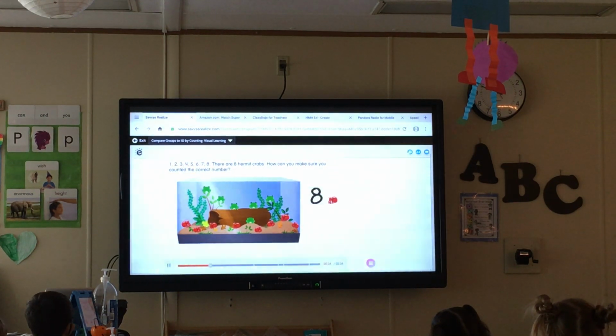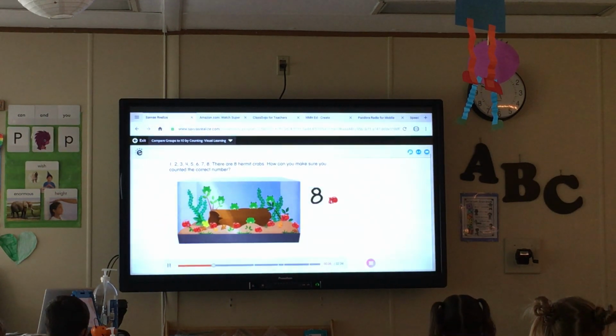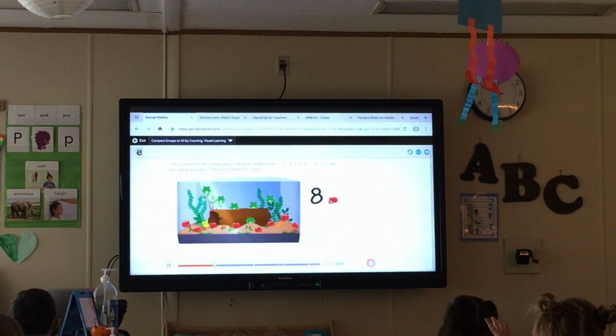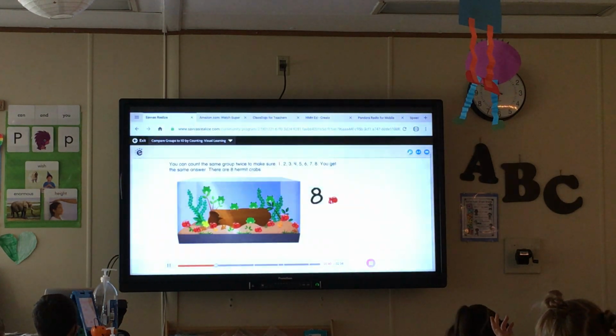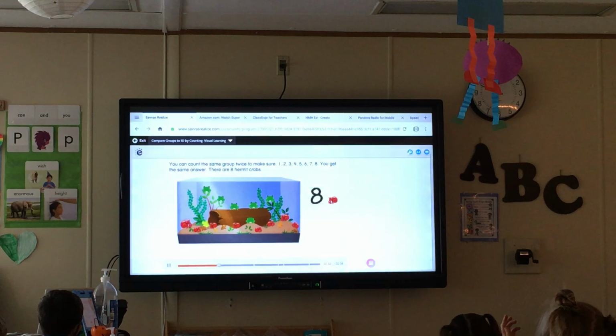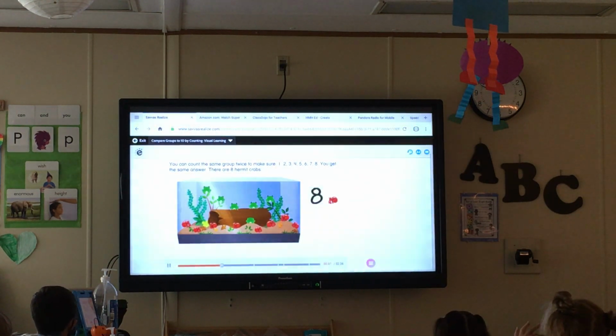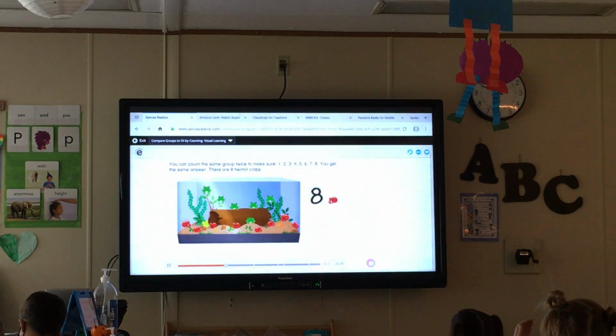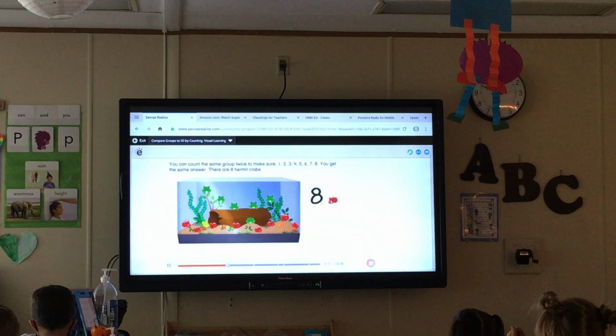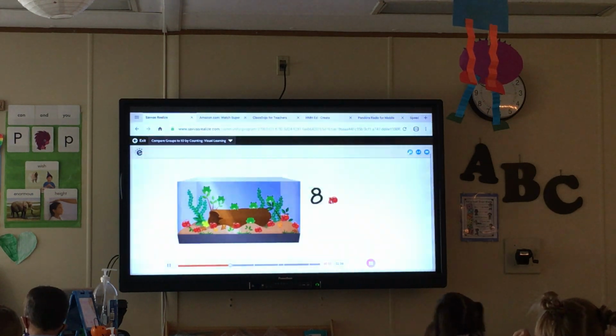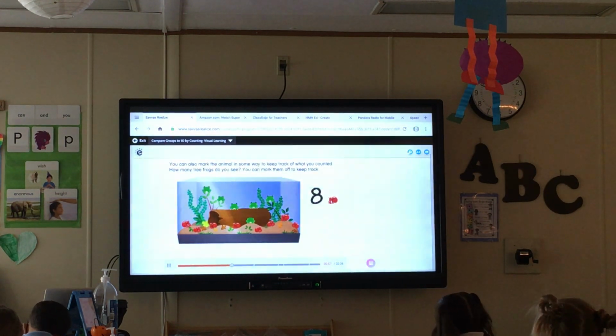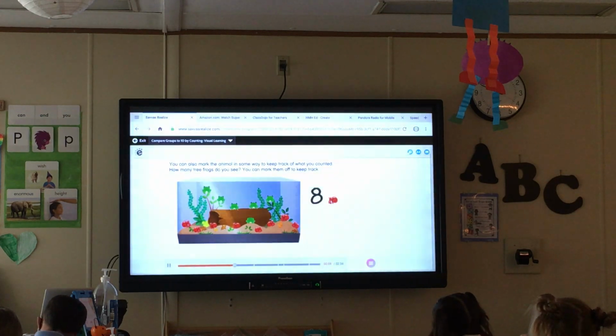How can you make sure you counted the correct number? You can count the same group twice to make sure. 1, 2, 3, 4, 5, 6, 7, 8. You get the same answer. That's good. There are 8 hermit crabs. You can also mark the animal in some way to keep track of what you counted.